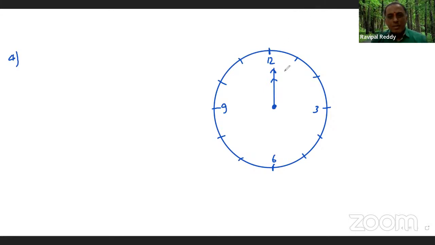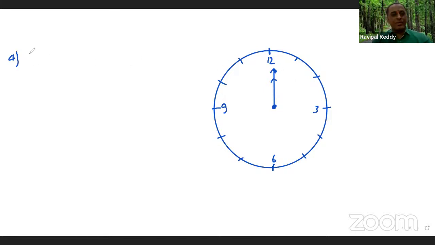For example, the present time is 12 o'clock. At 12 o'clock, these two hands will be coincident at 12. Now, after 60 minutes, the minutes hand will rotate one circle and reach 12. After 60 minutes, the hours hand will move from 12 to 1 only.